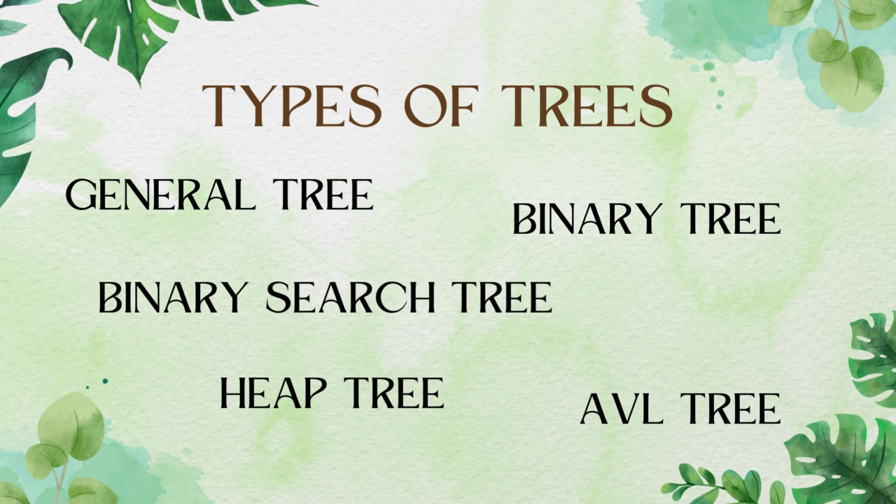Types of trees in data structures: general tree, binary tree, binary search tree, AVL tree, and heap tree. In a general tree, each node can have any number of children. In a binary tree, each node can have a maximum of 2 children. A binary search tree is a binary tree where the left side of the root is less than the root and the right side is greater than the root. An AVL tree is a self-balancing binary search tree.